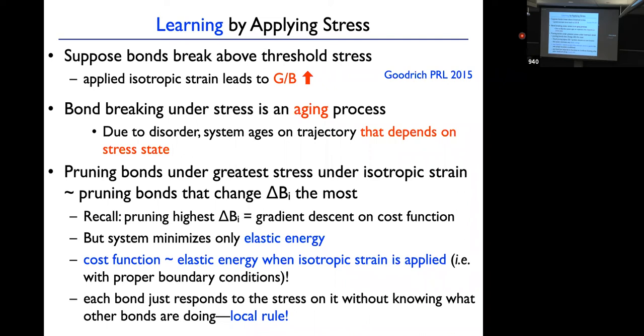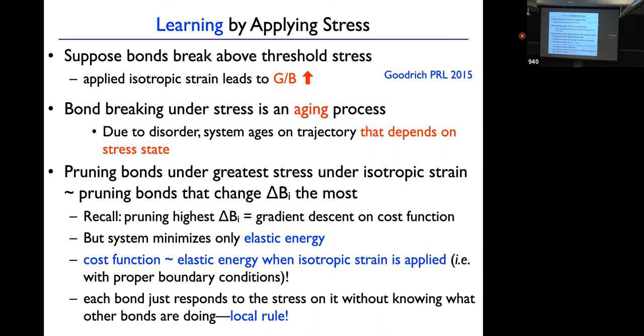Okay, and what is happening, right? Each bond is just saying, oh, I got over my threshold, I'm going to pop, I'm going to break. So it's a totally local rule. Each bond, we don't have to know what's happening everywhere else. Each bond just responds to what itself feels.